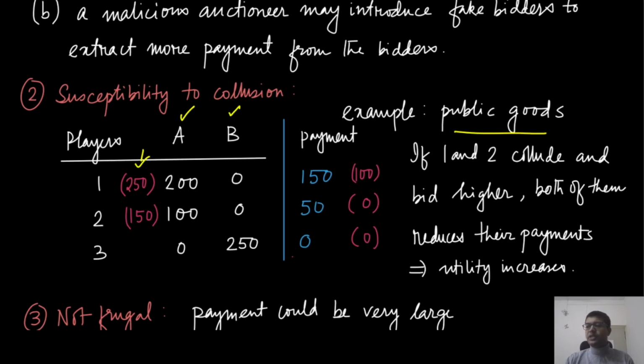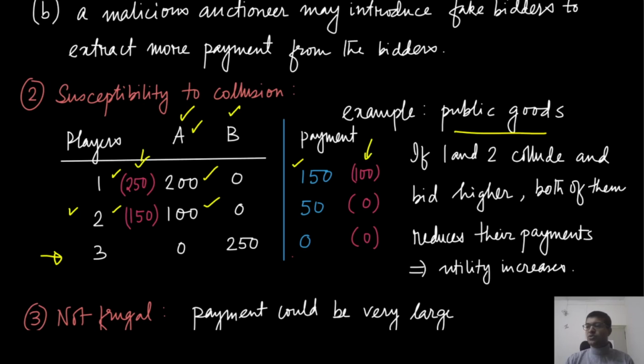Now you can compute the VCG payments, and you will see that these are the VCG payments. The third agent is a non-pivotal agent. Whether he is present or not, the outcome will always be A, so he pays nothing. Now what can players 1 and 2 do collectively? If instead of their true values, which are 200 and 100, they bid 250 and 150, then these are the revised payments under the VCG mechanism.